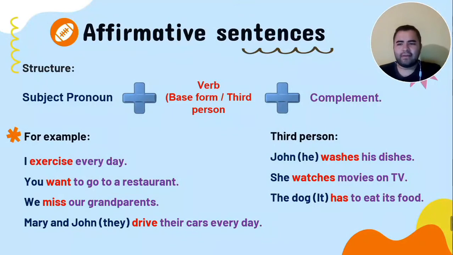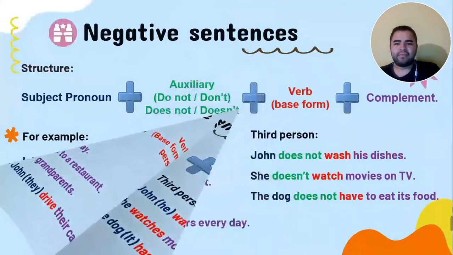Now, how to make affirmative sentences? We only have to apply this structure. First, we need to put our subject pronoun. Second, the verb in base form or third person, depending on what subject pronoun we are using. And finally, our complement. For example, I exercise every day. You want to go to a restaurant. We miss our grandparents. Mary and John drive their cars every day. Remember, we can use names or nouns instead of subject pronouns. In third person, for example, John washes his dishes. She watches movies on TV. The dog has to eat its food. It's very easy, but you can be guided by colors.